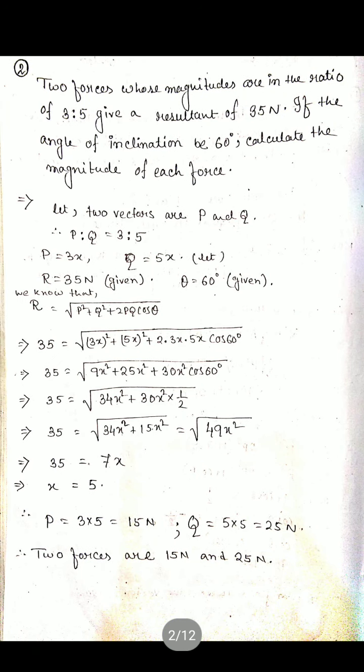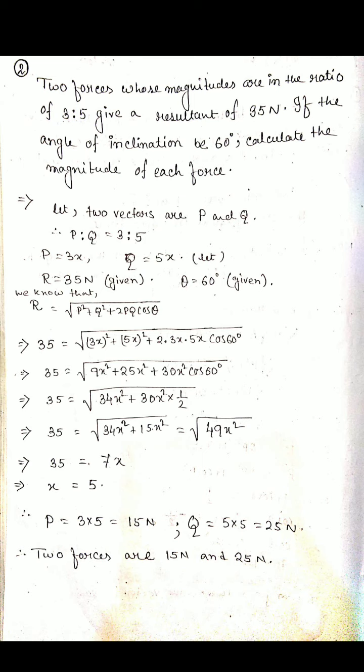Second numerical. Two forces whose magnitudes are in the ratio of 3:5 give a resultant of 35 Newton. If the angle of inclination is 60 degree, calculate the magnitude of each force. Clear? So two vectors are there, in ratio 3:5. We know that if quantities are in ratio, when we consider them separately, we use another term, either x or y. So here also we consider two vectors P and Q. So P equals 3x, Q equals 5x.